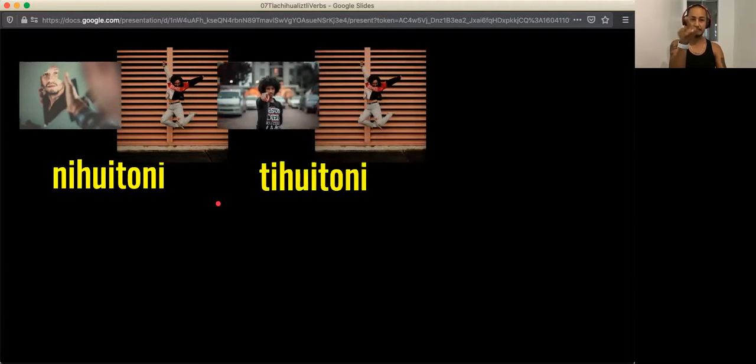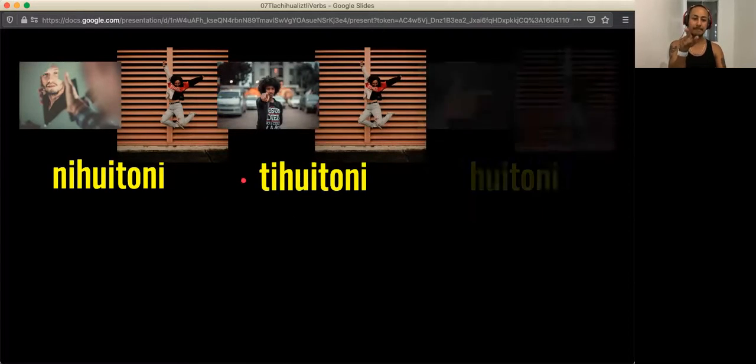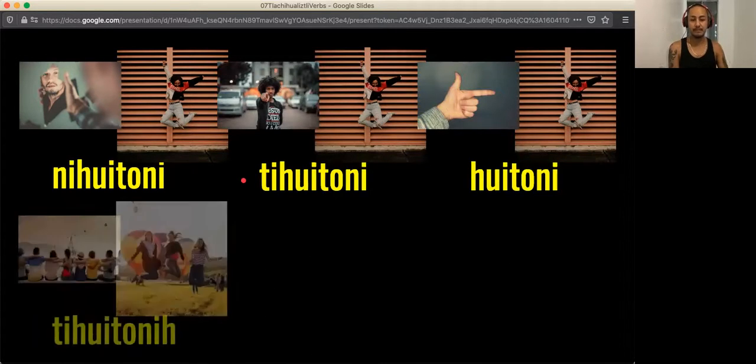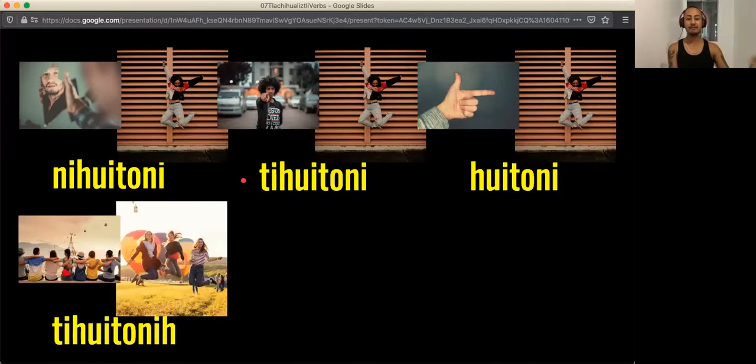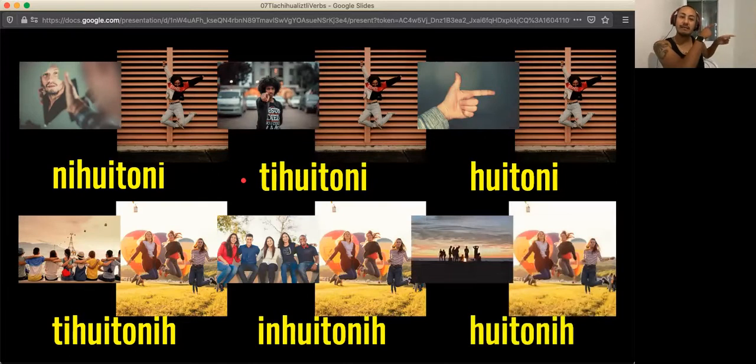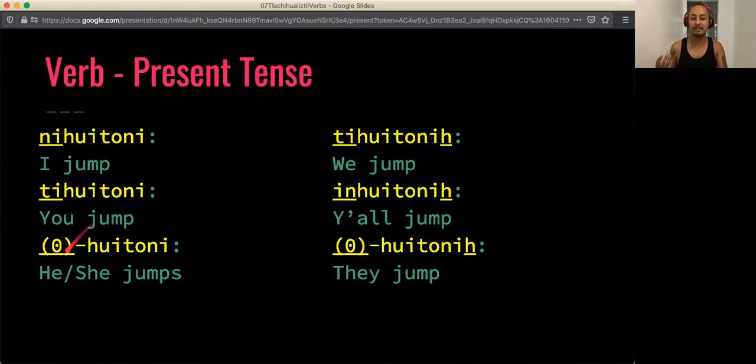So you start with nihuitoni, tihuitoni, yahuitoni, tojuantin, tihuitoni, inmojuantin, inhuitoni, and inijuantin, huitoni. Okay, so the 6 forms, notice the prefixes are exactly the same.